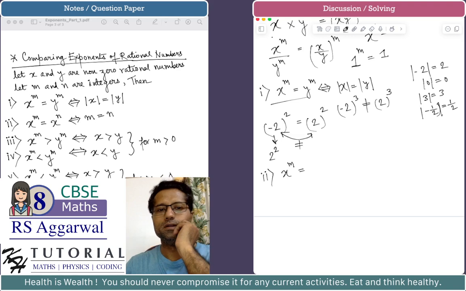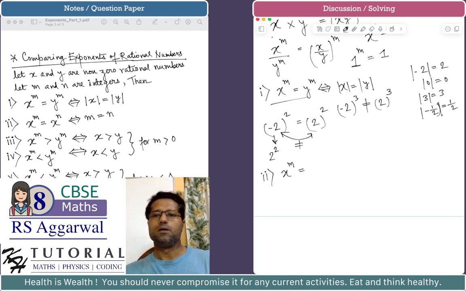No, it will not be double implication. I do not think it will be double implication. But if x to the power m is equal to y to the power m, then we can always say that the absolute value of x will be equal to the absolute value of y.